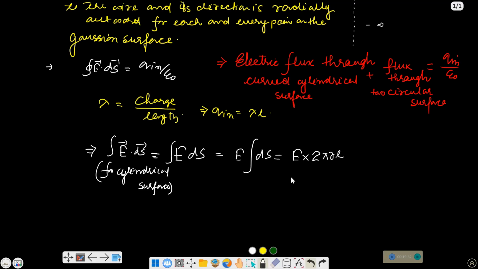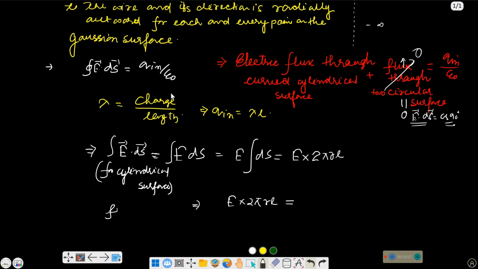Okay, so for these two surfaces, the electric flux will be 0, because in E dot ds the electric field vector and area vector are perpendicular, so there will be a cos theta term, cos 90 degrees, that will be 0, so flux will be 0 through these. So what we are left with is E into 2 pi r L.